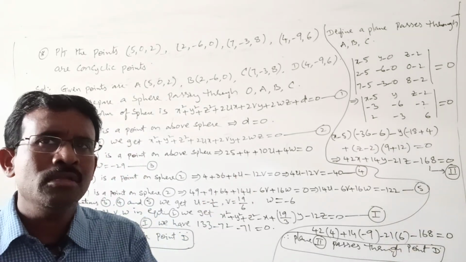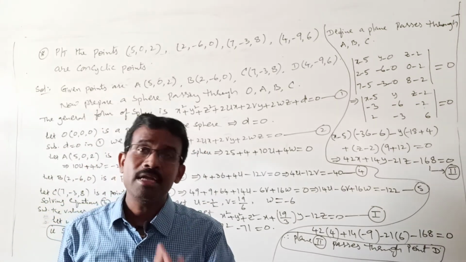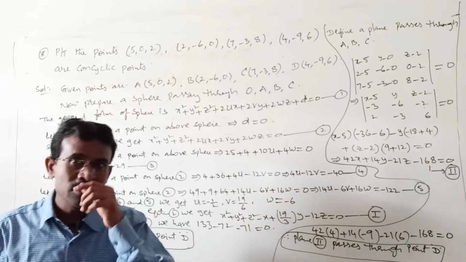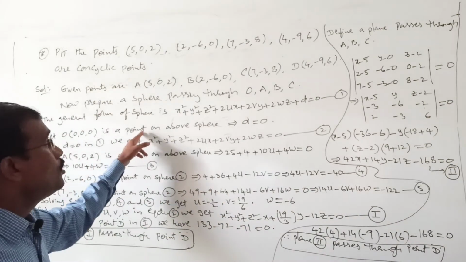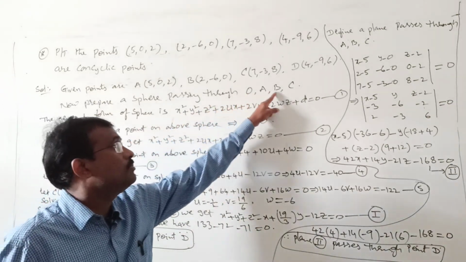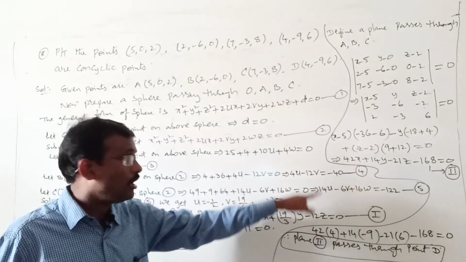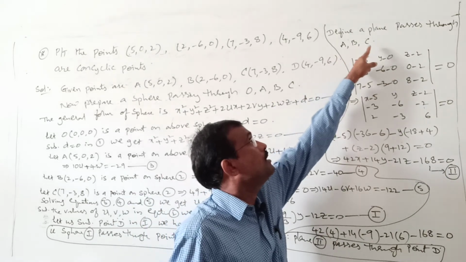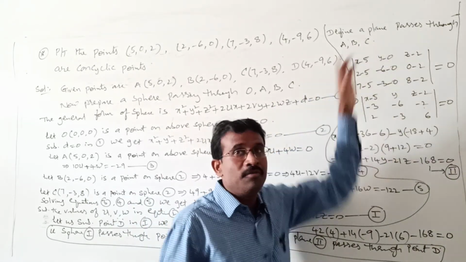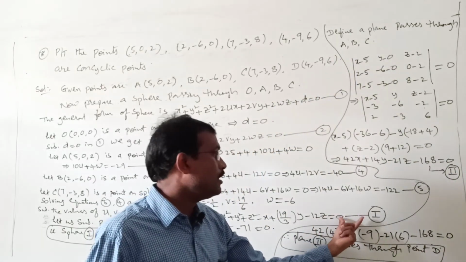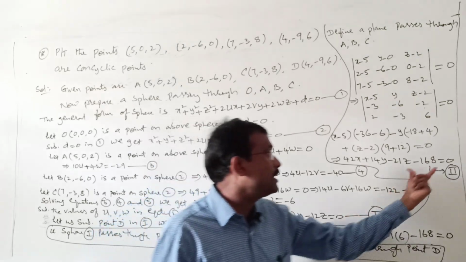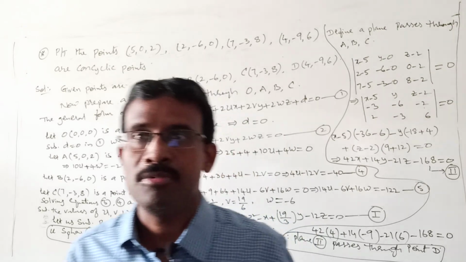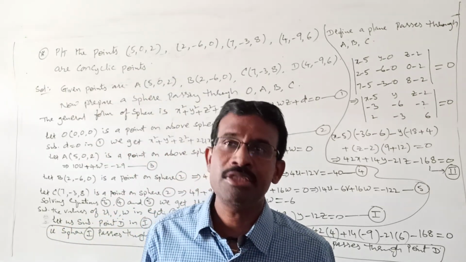In any problem, if they give 4 points and ask whether those 4 points are concyclic or not, first prepare a sphere which passes through origin and A, B, C. After that, define a plane which passes through the points A, B and C. If point D lies on the obtained sphere and the obtained plane, you say the given 4 points are concyclic points. This is the concyclic points concept.